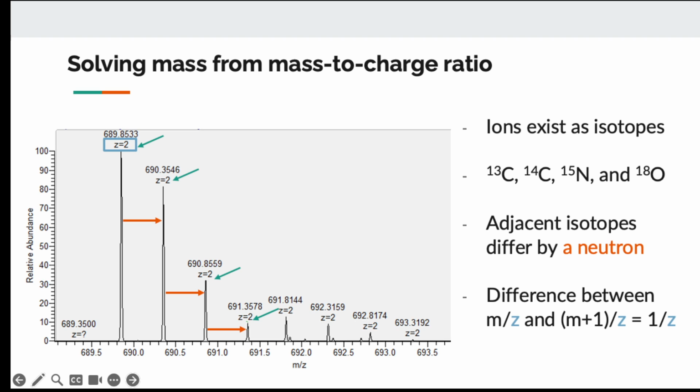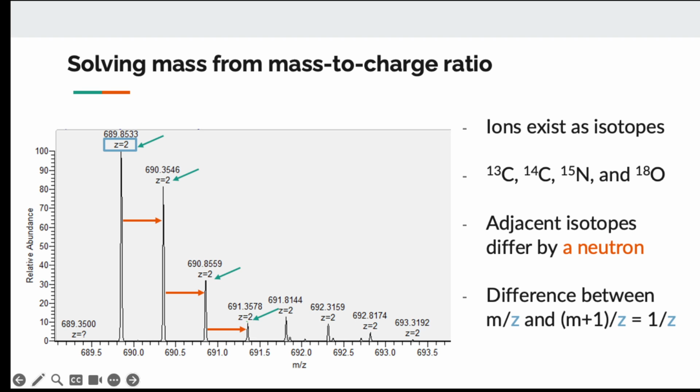According to this formula, if the mass is m and m plus 1 neutron is 1 unit, but both of them are divided by charge, the difference that we are seeing on the mass spectrometer is 1 over charge. So in this example, 689.85 is the first mass. The second one is 690.35. This differs by 0.5. So this means the charge is 2 because 1 over 2 is 0.5. So we can deduce the charge from the isotope properties, from the isotope patterns.